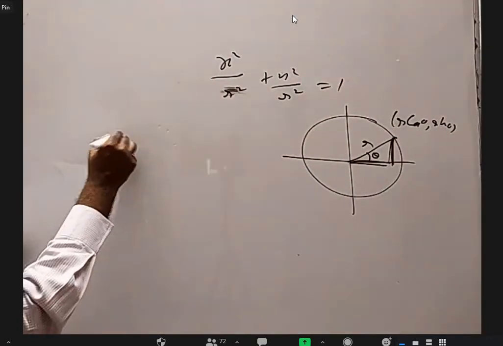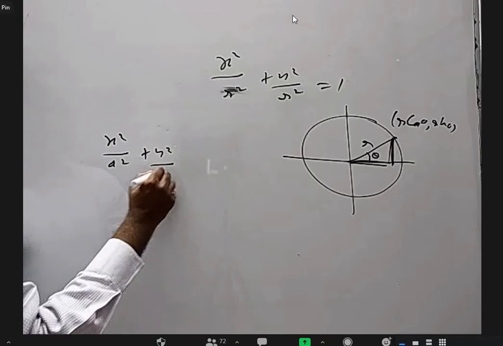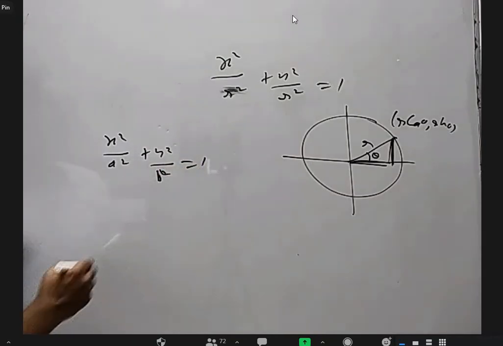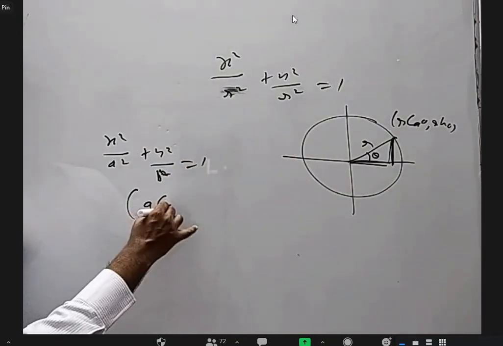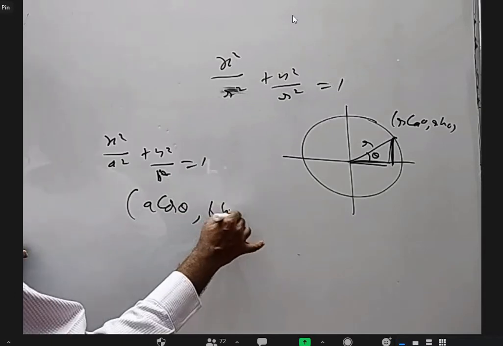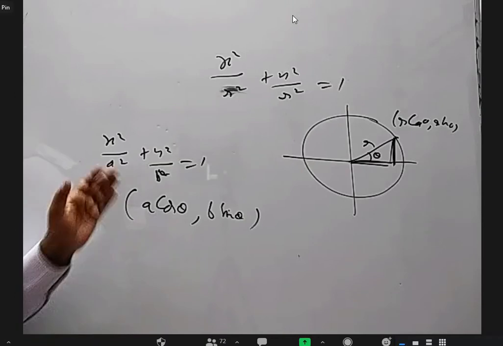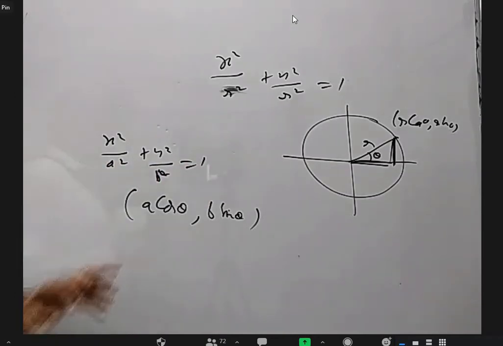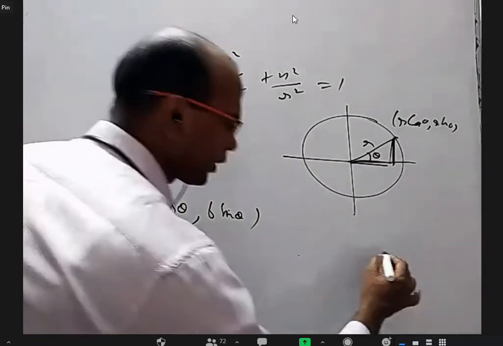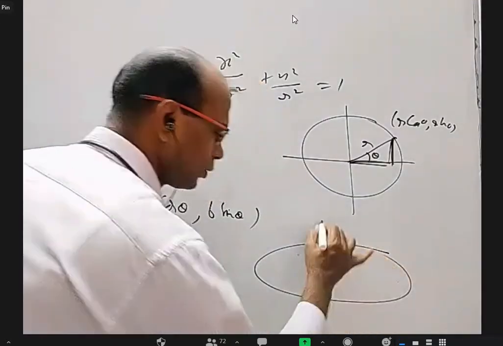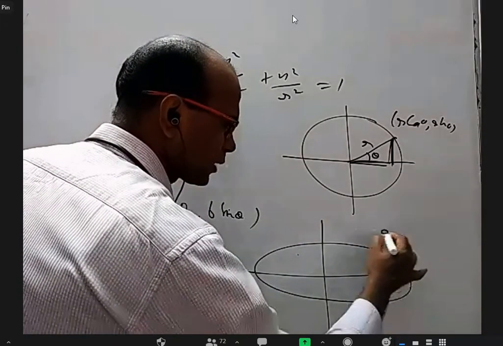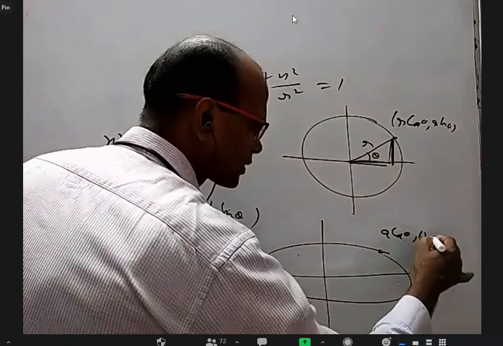If I take the ellipse x square by a square plus y square by b square equal to 1, anybody can tell the general point easily as a cos theta comma b sin theta. Okay, because it looks like cos square plus sin square equal to 1. Okay, but one important point, take that point on the ellipse as a cos theta comma b sin theta.